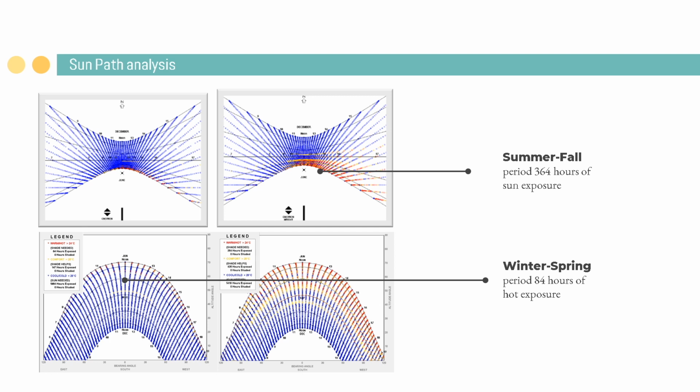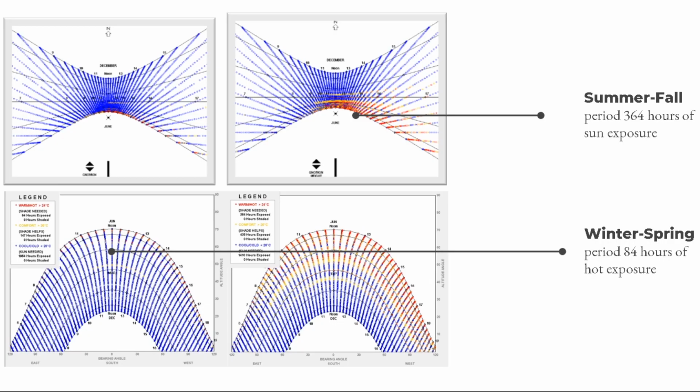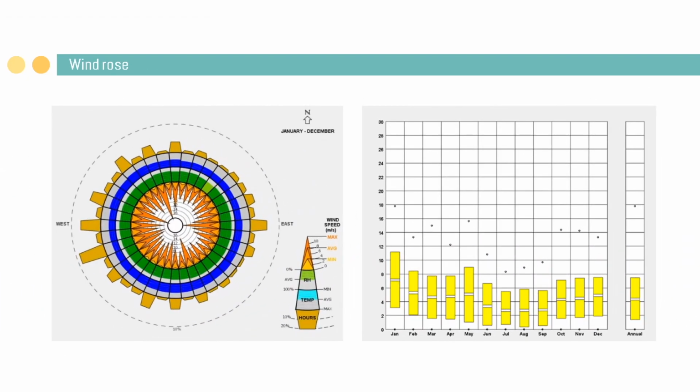Talking about sun path analysis, to the left, the chart focuses on the winter-spring period, and the summer-fall period is to the right. During the summer-fall period, temperature exceeds the comfort level, which is 24 Celsius, necessitating the use of shaded outdoor areas on the southern side to mitigate the discomfort caused by excessive heat. During the summer-fall period there are 364 hours of sun exposure, while in the winter-spring period, the sun exposure is only 84 hours, so we need to introduce the sun during winters to improve comfort levels.